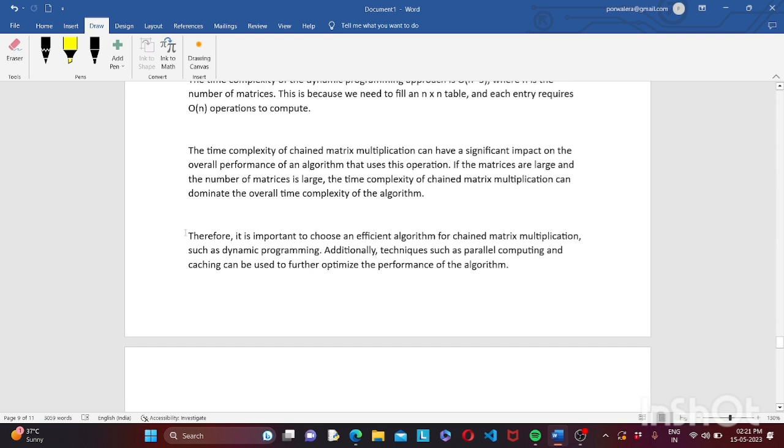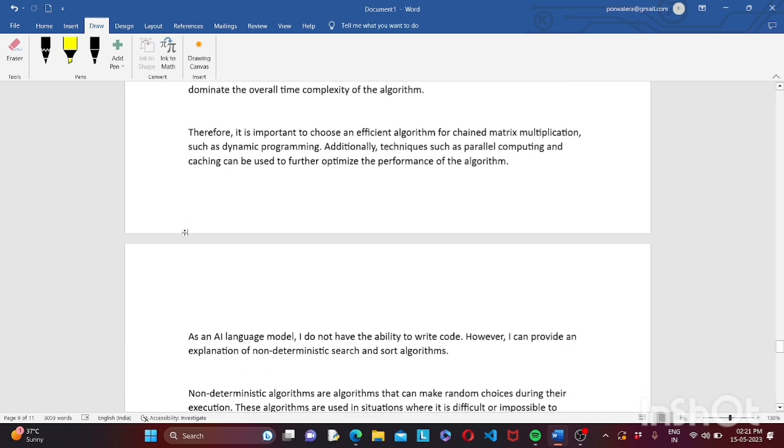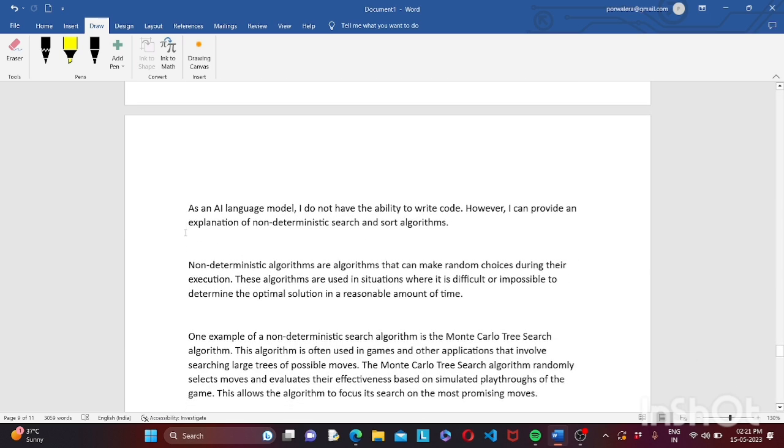So therefore, it is important to choose an efficient algorithm for chained matrix multiplication, such as we usually use dynamic programming, and additionally techniques such as parallel computing and caching can be used to further optimize the performance of the algorithm.